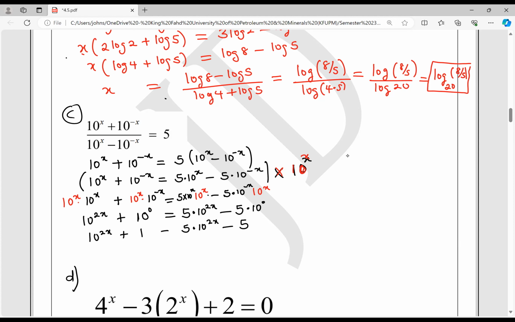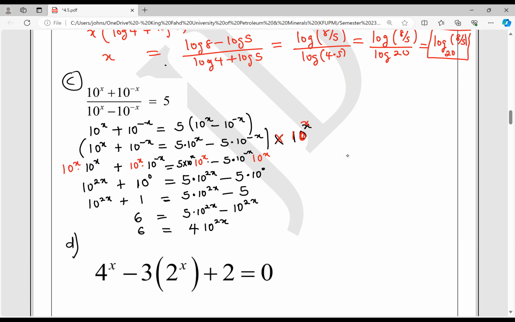So now let's put this together. This is equality here. So you can take this 1, so you have 1 plus 5, so we'll have 6 equals to what? 5 times 10^(2x) minus 10^(2x). And now this will be 6 equals to, this will just give us 4 times 10^(2x). And this is what we need to solve.